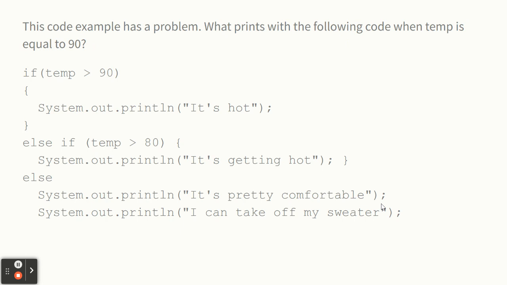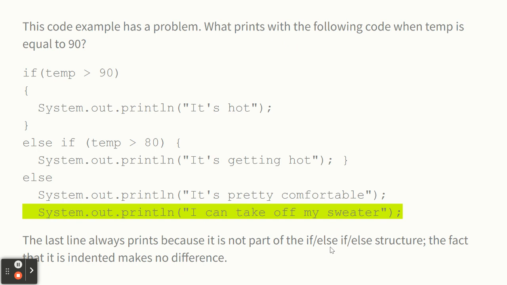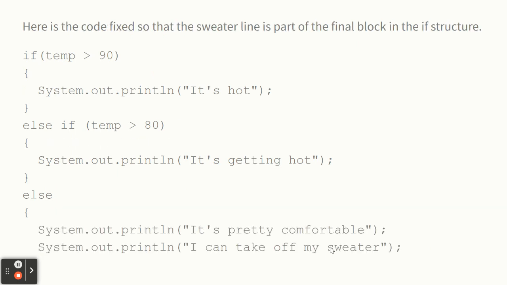But the point is, this is set up to trick you. I put these two lines indented, so you're thinking, oh, those are part of the else statement. Only the first line is part of the else because there are not braces around it. So what's going to print is it's getting hot, I can take off my sweater. The last line always prints in this code because it's not part of the if else, it's just sitting there. The indents don't make any difference.